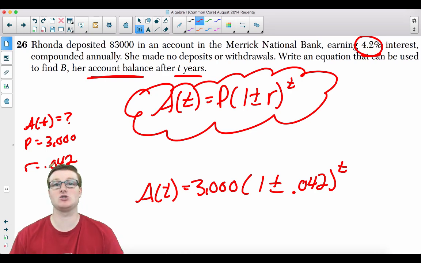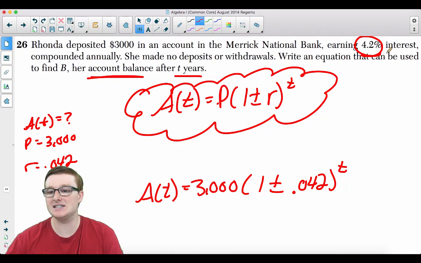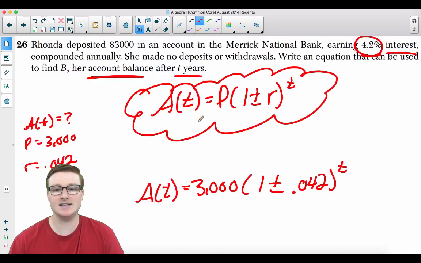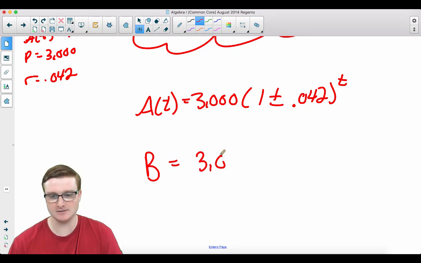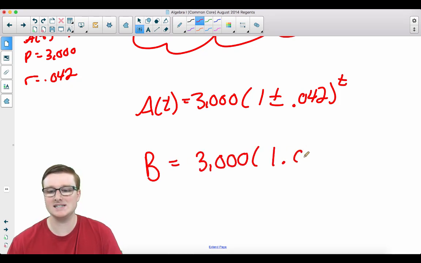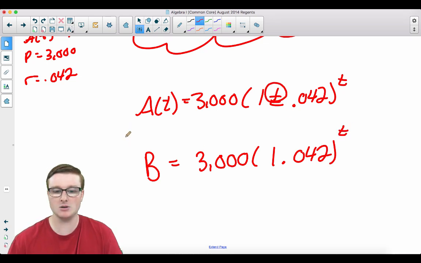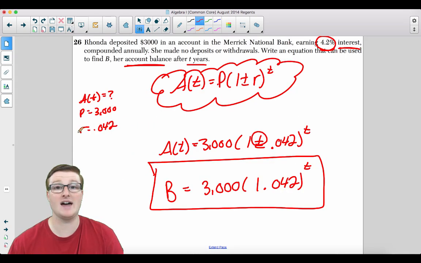Now, this is exponential growth. We're almost done, I promise. But this is exponential growth because interest means you're growing it. So we got to get rid of that plus minus and just combine these numbers with a positive number. So 1 plus 0.042 because it's interest. And it says express it in terms of B. So B is equal to 3,000 times 1.042. I use the plus sign here, ladies and gentlemen, raised to the t power, and you are done. That is your answer for that question.